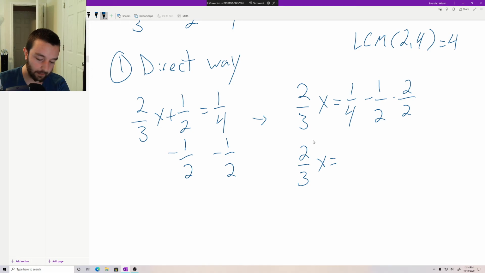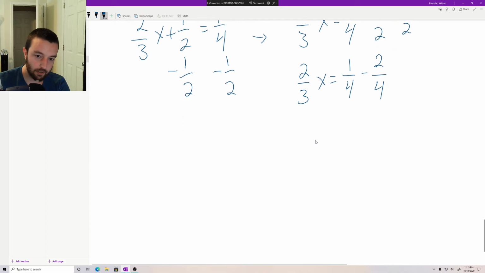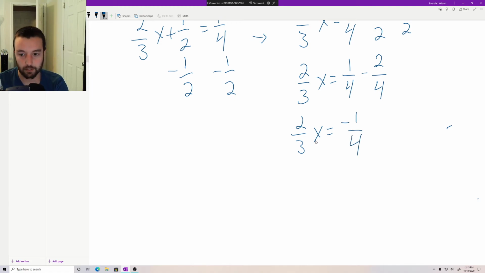Okay. So 1 times 2 is 2. 2 times 2 is 4. So we have 1/4 minus 2/4. So we're going to have 2/3 x equals negative 1/4. So we have a negative in here too. Okay, because we did 1 minus 2 on the top to get negative 1.